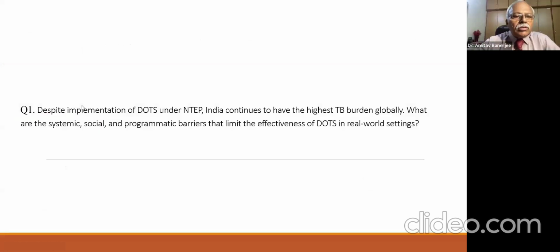Despite implementation of DOTS, higher TB burden globally. What other? Yeah, this is a very good question. I think it covers up what I had missed out, perhaps. The efficacy of DOTS under experimental conditions was very good, because one could monitor the patients, select the patients, take the consent, and directly observe.